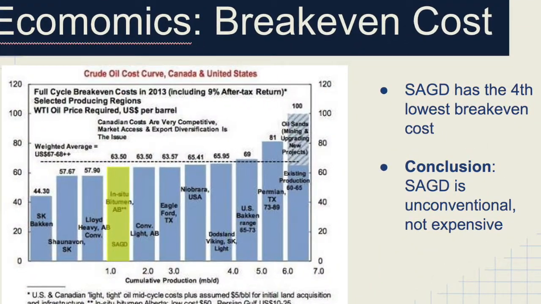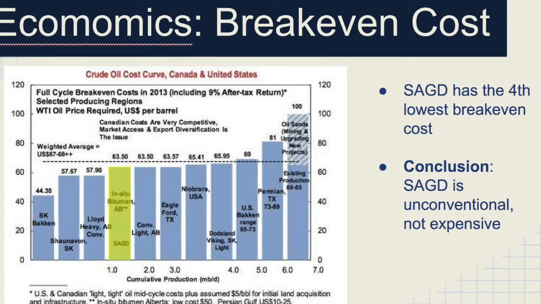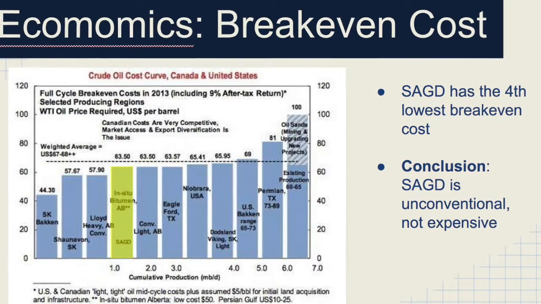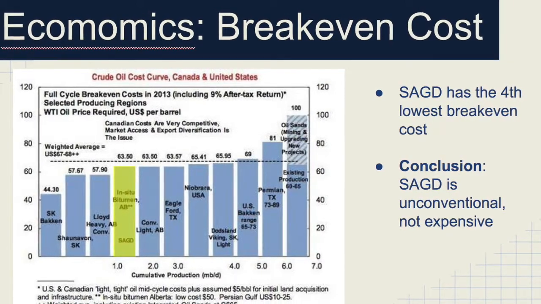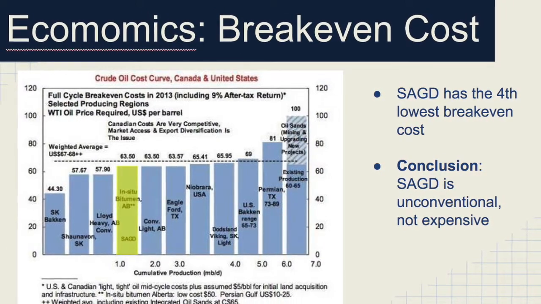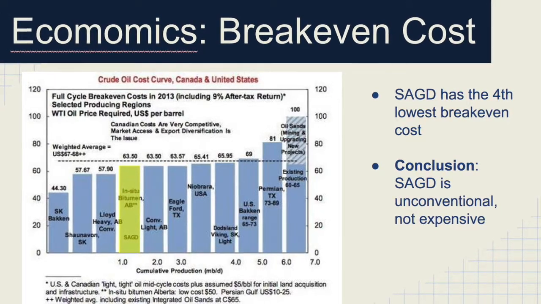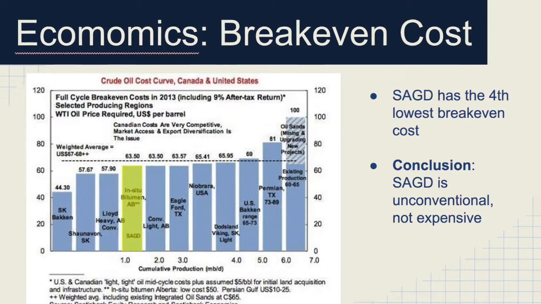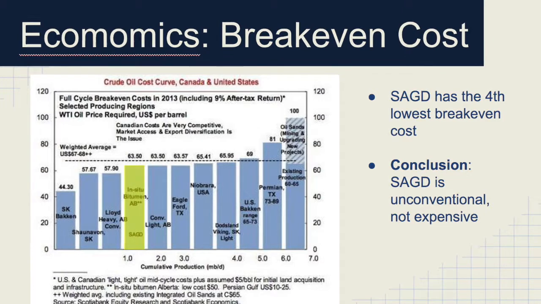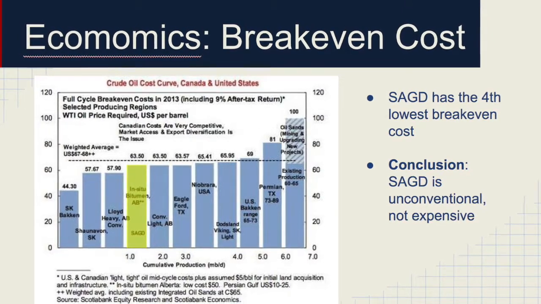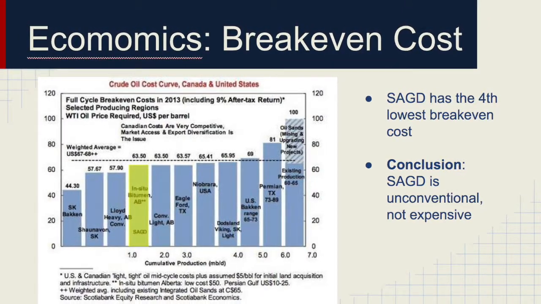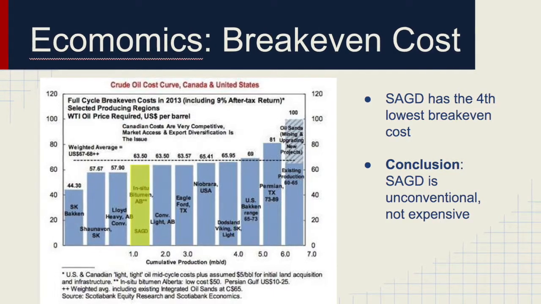SAGD, as an unconventional method, is generally thought to be more expensive than other conventional methods. This is because the oil is harder to reach and requires more complex engineering. However, this graph shows that SAGD has the 4th lowest break-even cost. The yellow highlighted region shows the break-even cost of in situ bitumen, or oil produced by SAGD, in comparison with other blends.